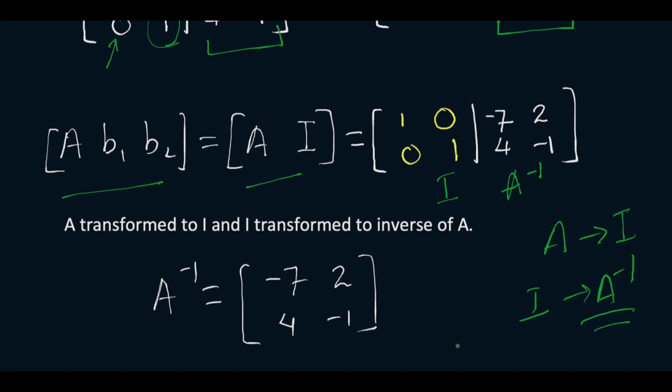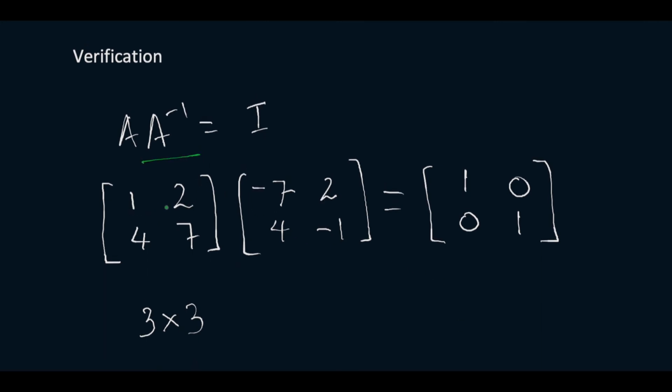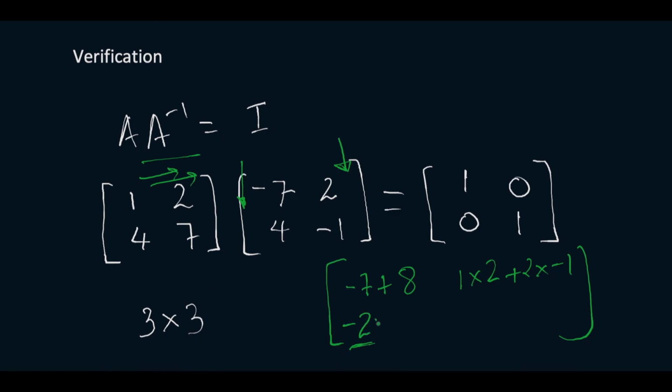Now let us verify it by multiplying A and A inverse. We will be multiplying 1, 2, 4, 7 and minus 7, 2, 4, minus 1. What we get is minus 7 plus 8 from this row and this column. The second will be 1 cross 2 plus 2 cross minus 1, using this row and this column. The third will be minus 28 plus 7 cross 4, which is 28, and the last will be 8 minus 7. So this will give us 1, this portion will give us 0, this will give us 0, and this portion will give us 1. So this is the A inverse.